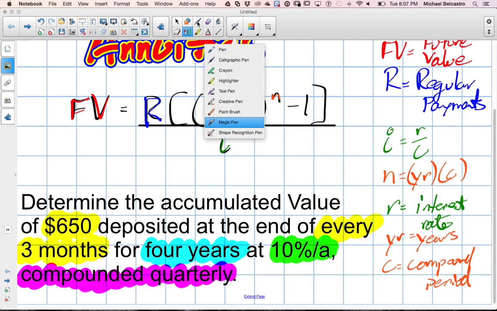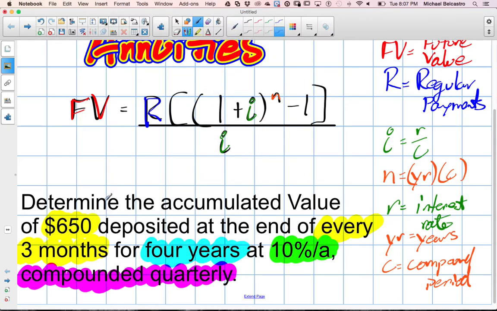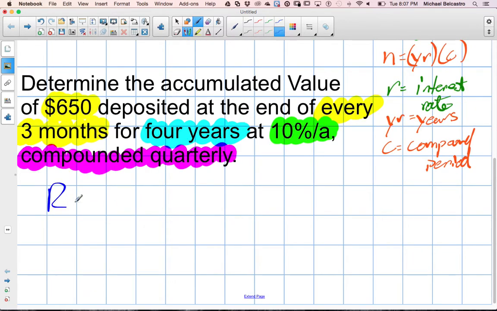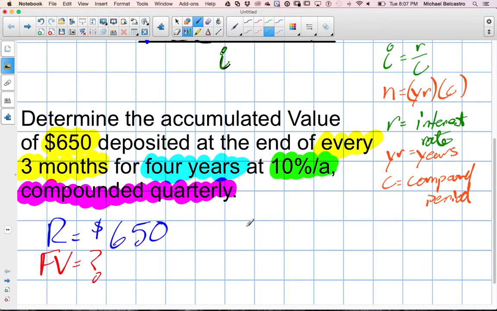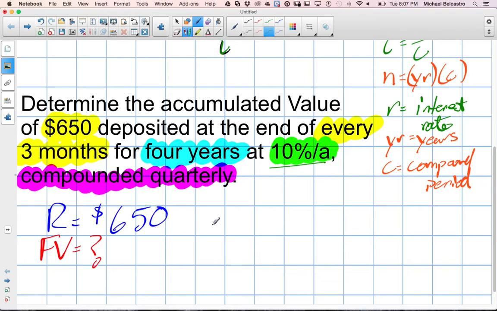Okay, so let's define what we have. Our regular payments, they're paying $650 every time. So R is 650. We clearly are looking for FV. We don't know what it is. The interest rate is going to be 10% a year, and 10% we need to turn into a decimal, which is 0.1. Compounded quarterly means it's happening 4 times a year.